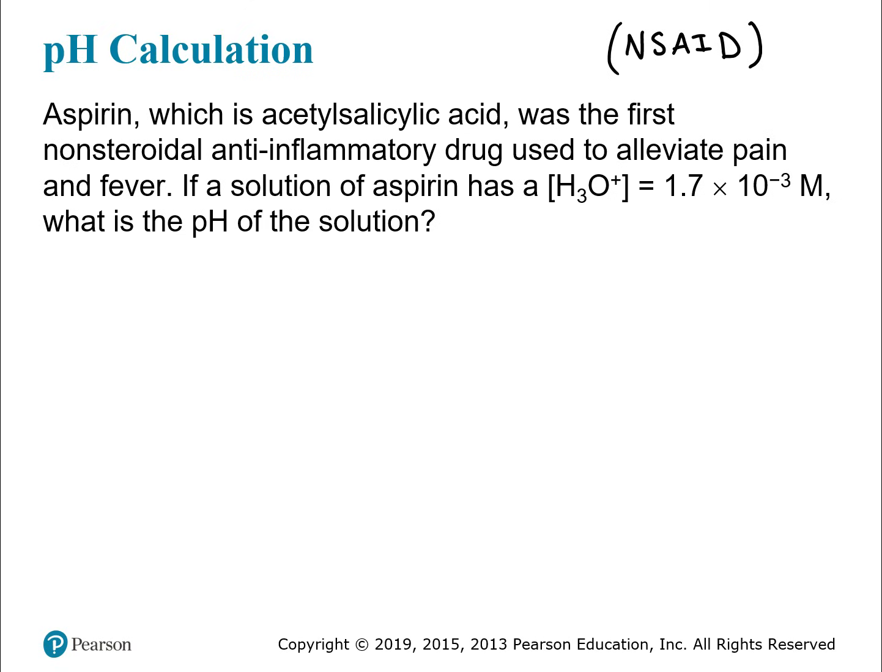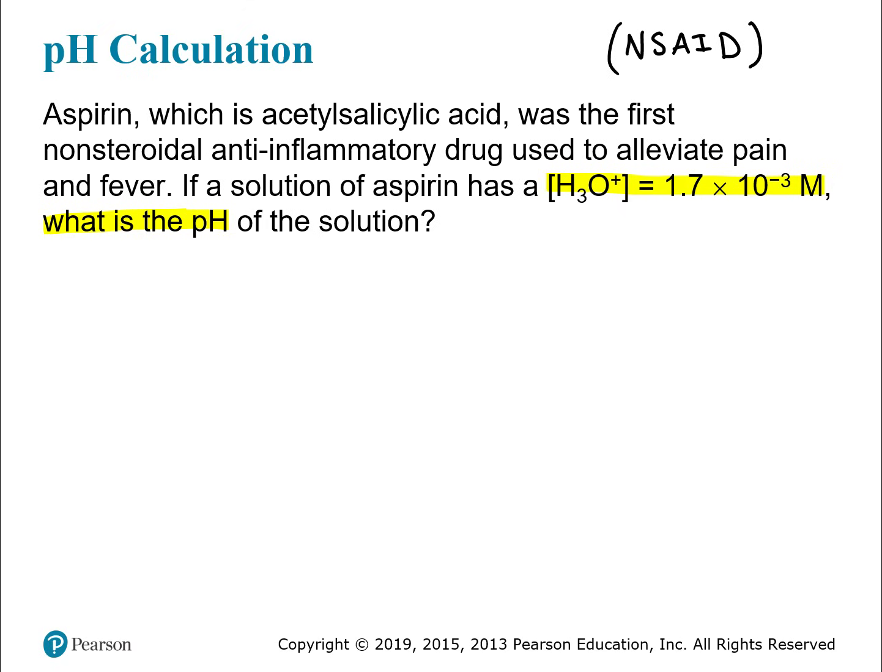If a solution of aspirin has a hydronium concentration of 1.7 times 10 to the minus 3rd molar, what is the pH of the solution? So you see that whole entire paragraph? Really the only thing that's relevant is that concentration and this piece of the question, what is the pH? So don't be intimidated by large word problems. Oftentimes you can boil it down to a couple of pieces of information that are relevant.